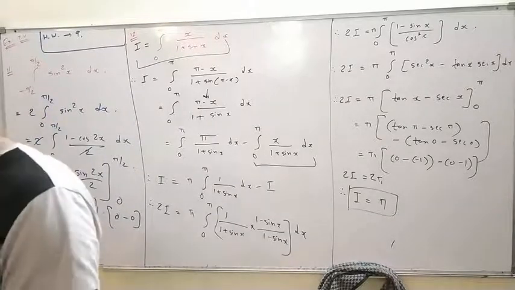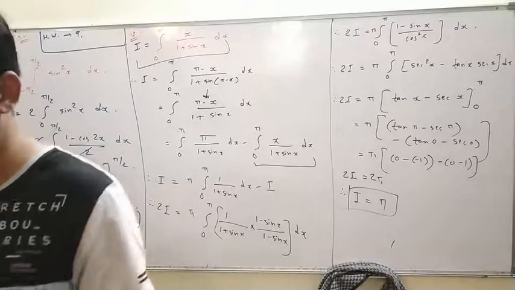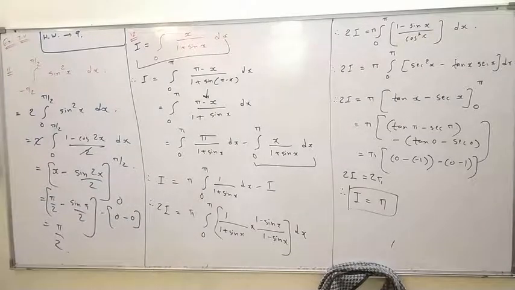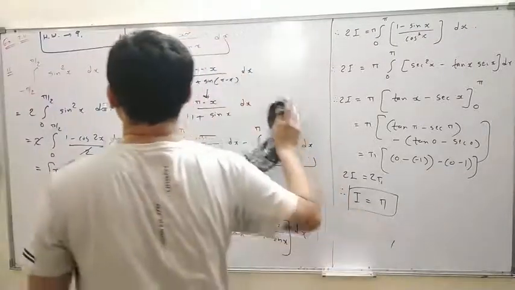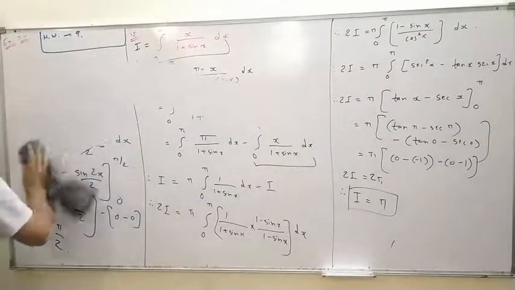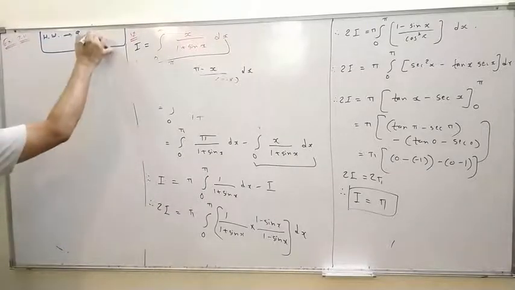Question 13, it is an odd function, so you can directly write this answer as 0. Okay. Next, question number 14. In 13, use the property and then write the answer. 13 is the homework.